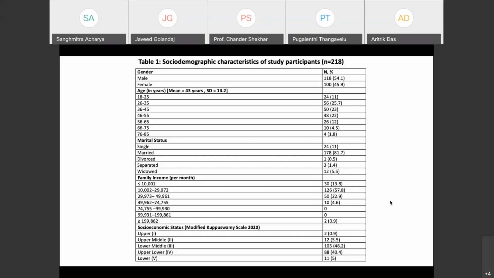Looking at education, 24.4% had education up to middle school, 20.7% had education up to high school, while 18.9% were illiterate. If you look at the socioeconomic status as per the modified Kuppuswamy scale, 48.2% of the population were in the lower middle class, while 40.4% came to the upper lower strata.